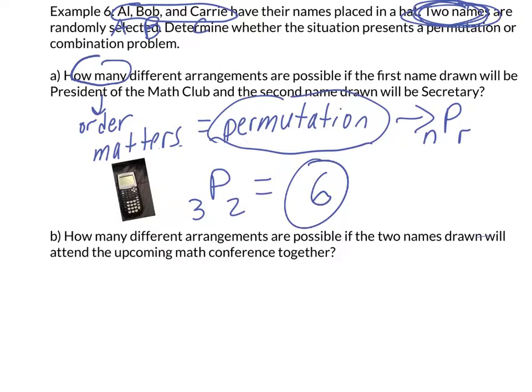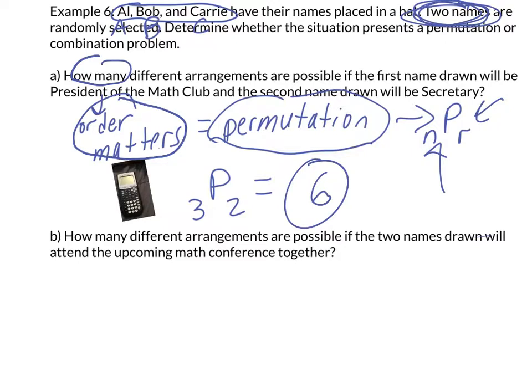I already have narrowed it down to either NPR or NCR. Because order matters, the order that I draw the names results in a different outcome, then we know for sure it is the NPR button. We type the bigger number in first, math button NPR, and then we type in the smaller number last, hit enter for equals. Same scenario, so we're going to put Al, Bob, and Carrie's names in the hat.